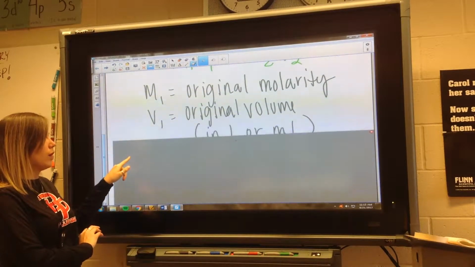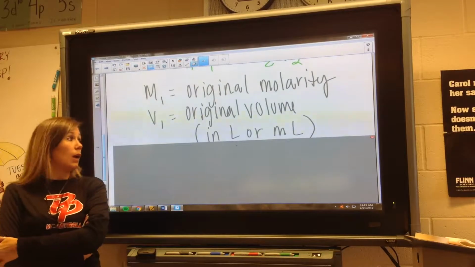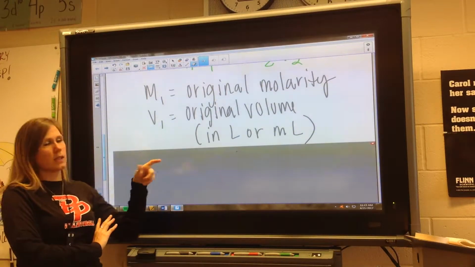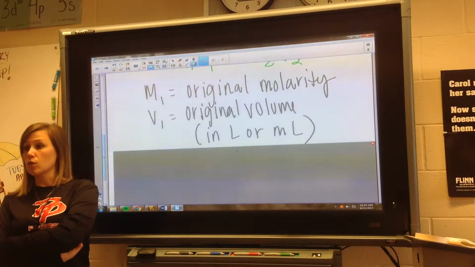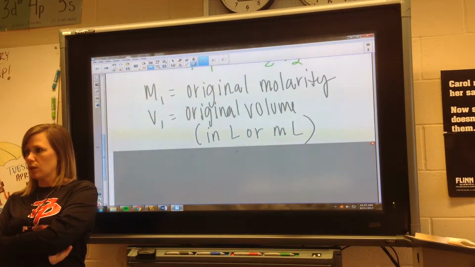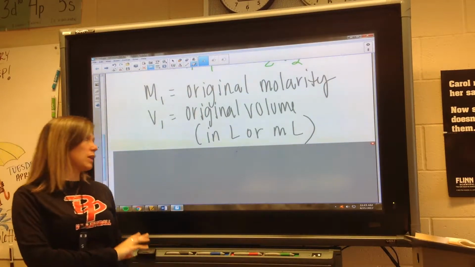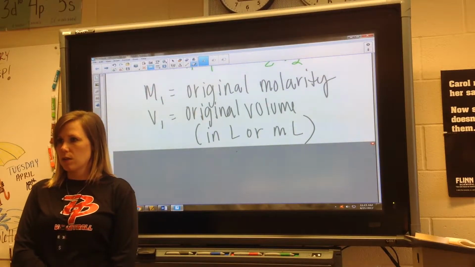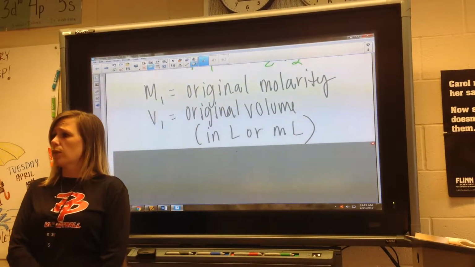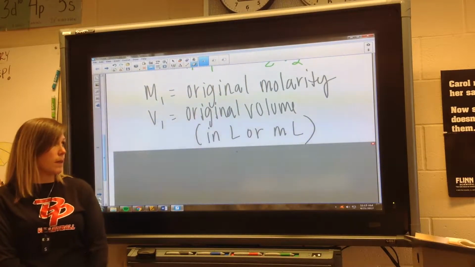V1 is going to be your original volume. How much of that concentrated stuff do we need? Okay. This one's great because you can do this in liters or milliliters, whereas when we were calculating just the molarity of a solution, you had to use liters. Okay. Everything had to be converted into liters. Your key with this though is if you do your V1 in liters, what should your V2 be in? Liters. If you do your V1 in milliliters, what should your V2 be?